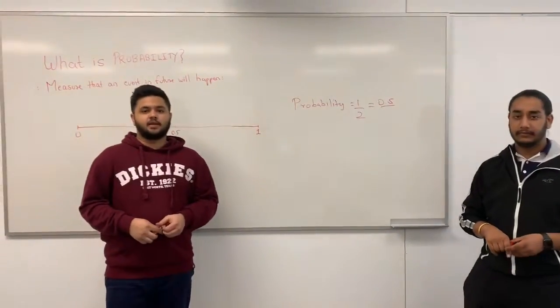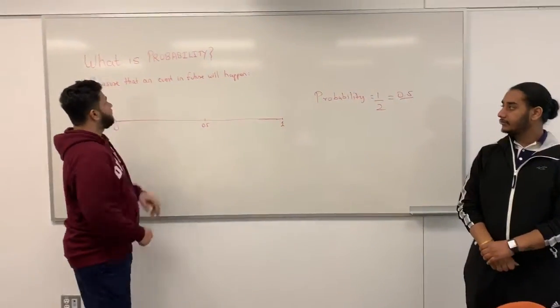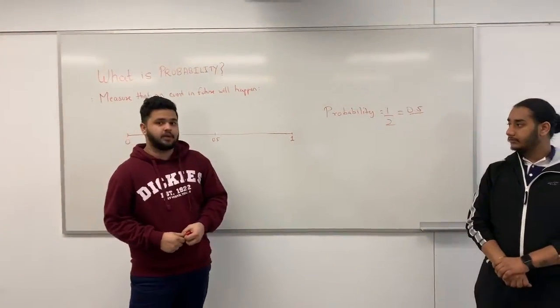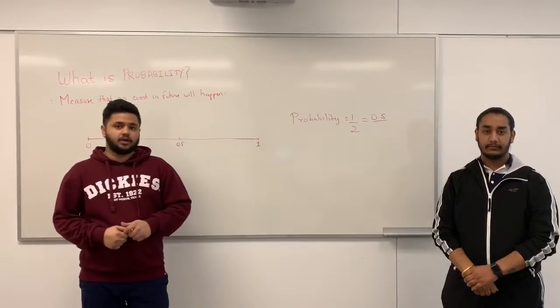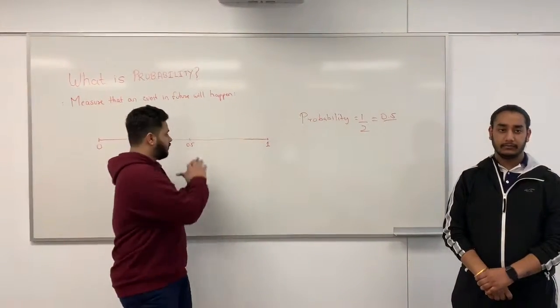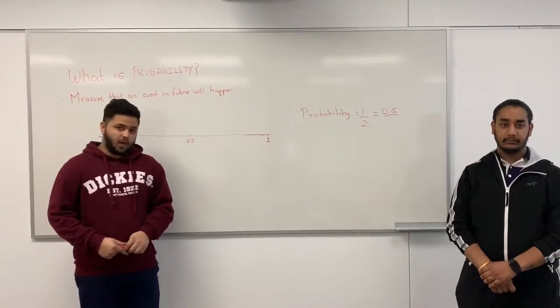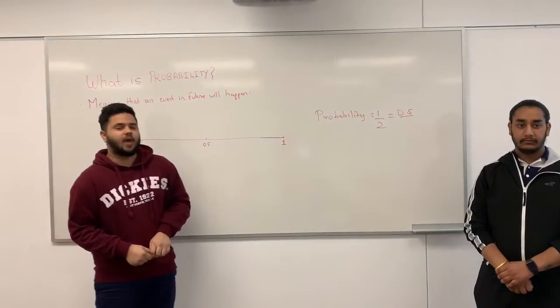Today we'll be discussing what is probability. Probability is a concept that measures how likely an event in the future is to happen. The probability can always be from 0 to 1. It cannot exceed 1 or go below 0. If the probability is more towards 1, that event is likely to happen, and if the probability is towards 0, that event is not likely to happen.